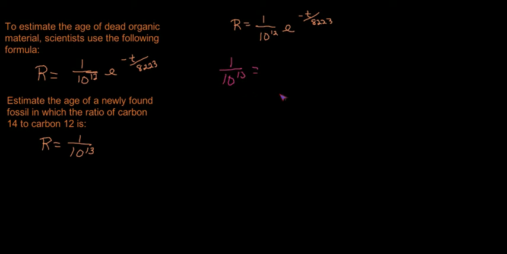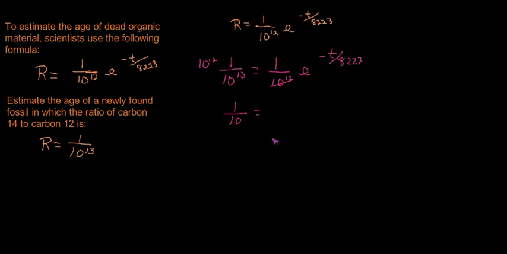and that's going to be equal to what we've got on the right side here, 1 over 10 to the 12th, e, all raised to the negative t over 8223. So on this one, like always, we're going to try and isolate the value that has the exponent in it. In that case, that value is e. So we're going to multiply both sides by 10 to the 12th. That's going to cancel out on this side, and 10 to the 12th over 10 to the 13th just gives us 1 over 10, or 1 over 10 to the 1st.